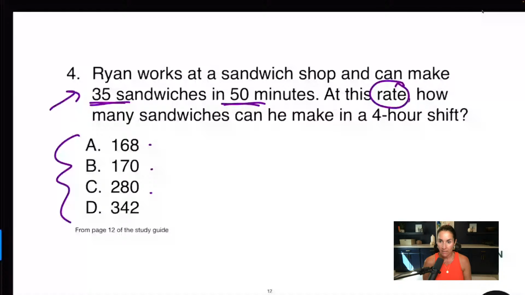How many sandwiches can he make in a 4-hour shift? Rate indicates I'm going to need to set up a proportion. Now, every time I do math live on air here, I always get criticism. Why didn't you just do it this way? Why didn't you just take the shortcut?